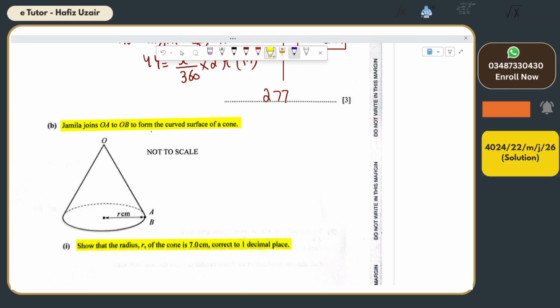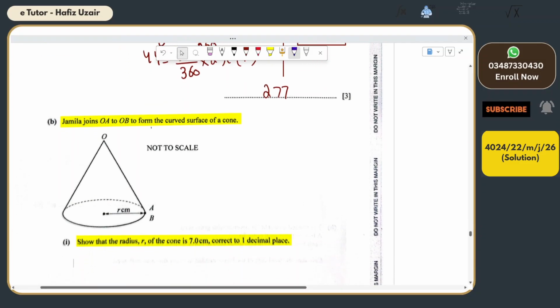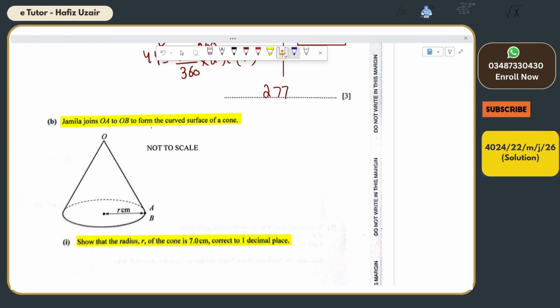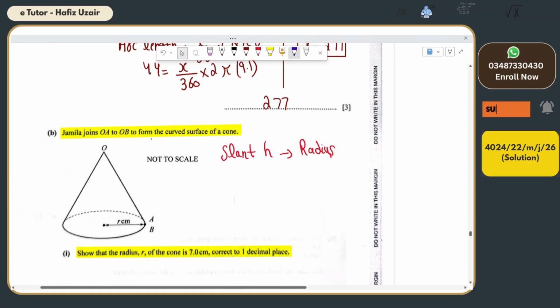Okay, let's first understand what happens when a cone is open. If we open this cone, the slant height becomes the radius. So let's write these important points over here. Slant height becomes radius. Now what is the radius over here? 9.1. So the slant height will be equal to 9.1.